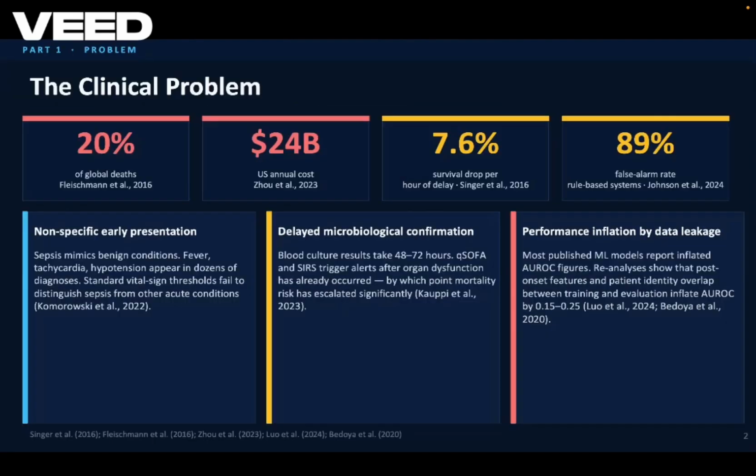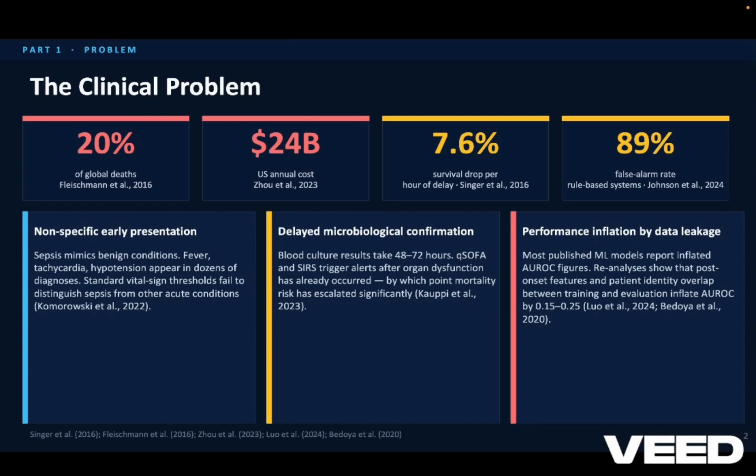Sepsis is a life-threatening response to infection. It accounts for about 20% of deaths globally and costs the US healthcare system around $24 billion each year. The key challenge is time. Every hour of delay in antibiotic treatment reduces survival by about 7.6%. So early and accurate detection is critical.